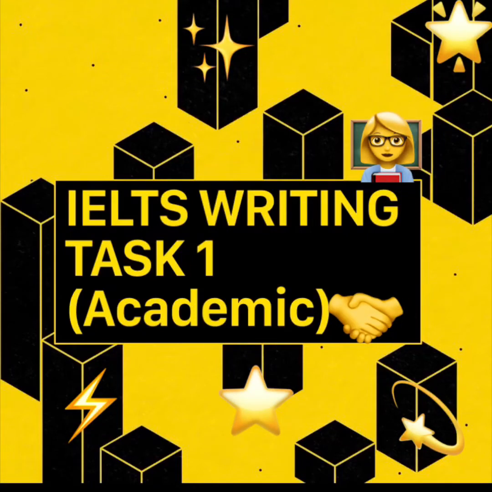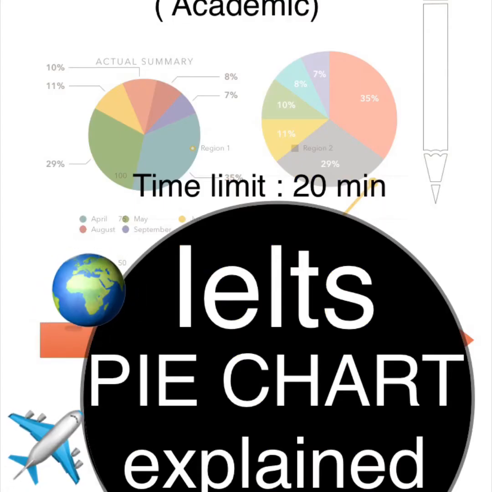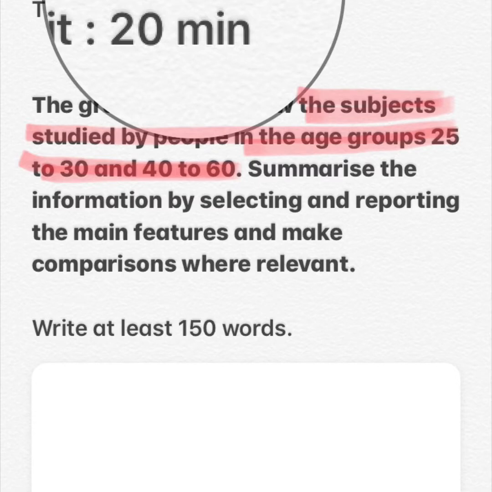Today we are going to discuss IELTS Writing Task 1 for academic students. This writing task 1 is a pie chart, and I am going to explain in detail how to write the introductory paragraph, body paragraphs including data analysis, as well as the concluding paragraph. The time limit for Task 1 is 20 minutes.